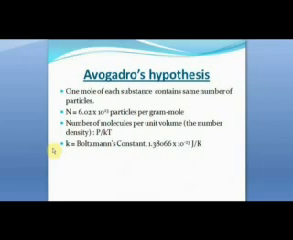Now let's find out what is the number of molecules per unit volume for an ideal gas. This number is equal to P by kT, where k is Boltzmann constant and its value is equal to 1.38 into 10 to the power minus 23 joule by Kelvin.